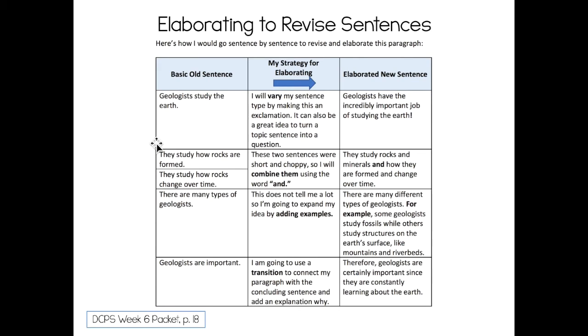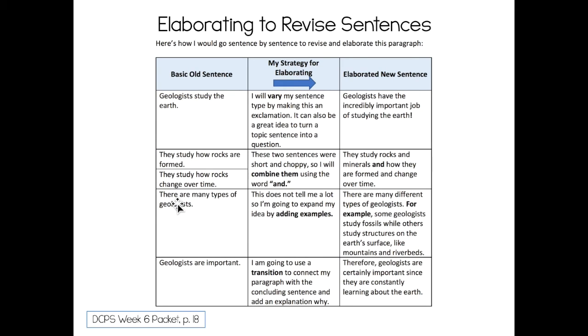Now, let's look at these next 2 basic sentences. They study how rocks are formed, and they study how rocks change over time. It's a little choppy, we can see in our elaboration strategy. So we're going to combine these 2 sentences, put them together using the linking word and. So rather than these 2 basic old sentences, we have an elaborated new sentence. They study rocks and minerals and how they are formed and change over time. Sometimes having 1 strong sentence is much better for our final piece of writing than having 2 less strong sentences. So this combining strategy is very important. Let's look at our third.